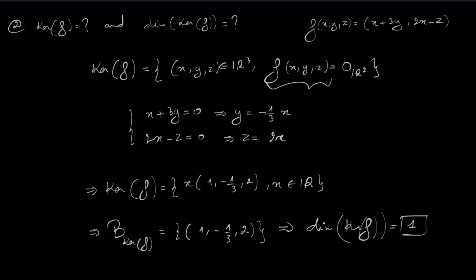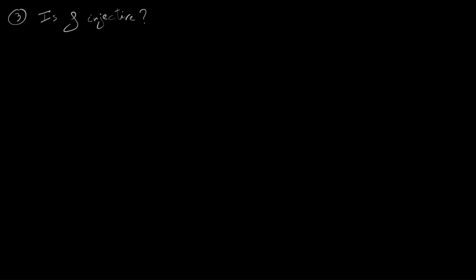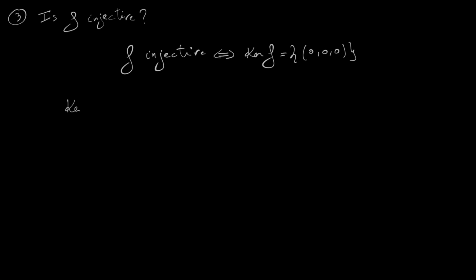This brings us perfectly to question number 3. Remember the rule: a linear map is injective if and only if its kernel contains only the zero vector. We just found that the dimension of the kernel is 1, which means the kernel is not just the zero vector. Therefore, f is not injective, and we can write it like this.